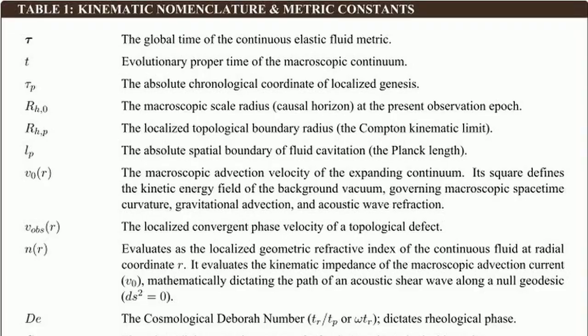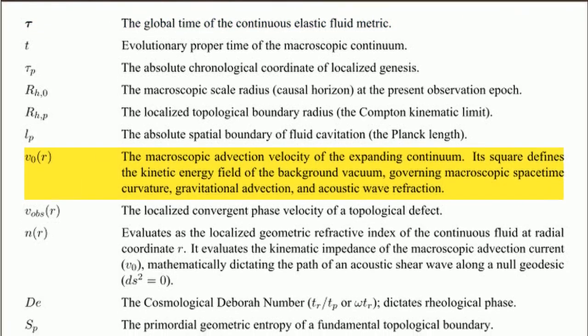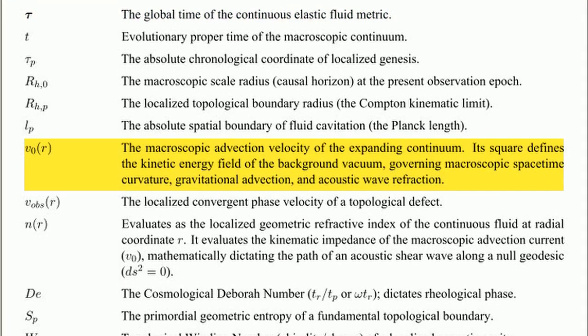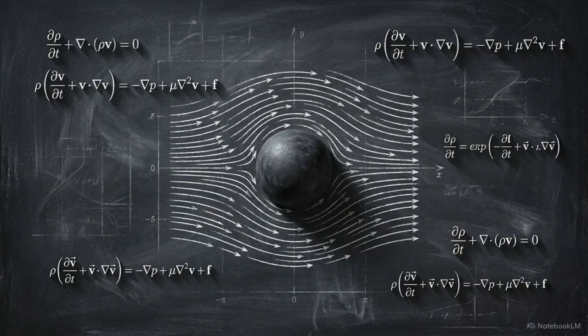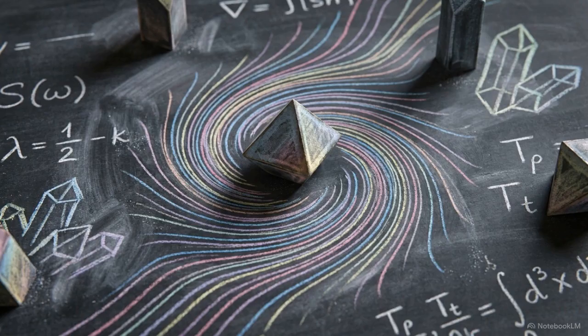This table outlines the kinematic nomenclature governing both the expanding macrocosm and localized topological boundaries. The variable tau defines the global time of this continuous fluid metric, while v0 tracks the macroscopic advection velocity of the expanding continuum. By applying the strict rules of classical fluid dynamics to this metric, we bypass abstract quantum interpretations. Localized phenomena evaluate strictly as the deterministic result of fluid advection and geometric strain.